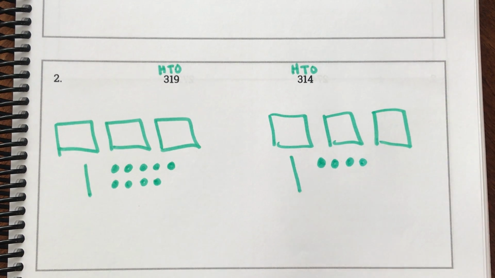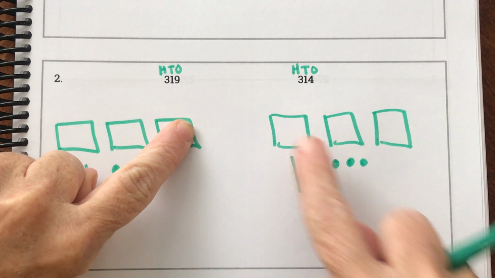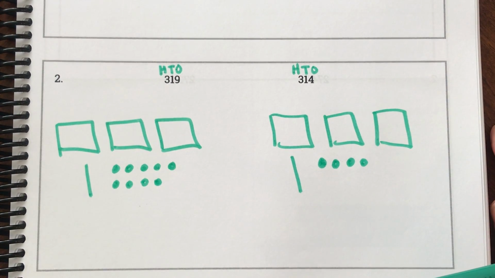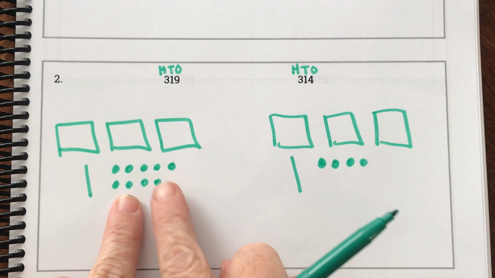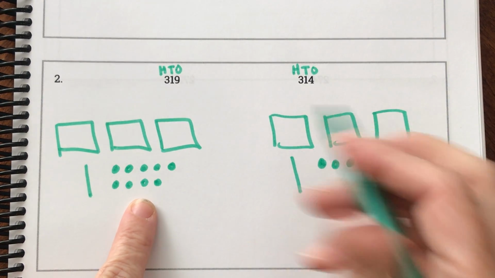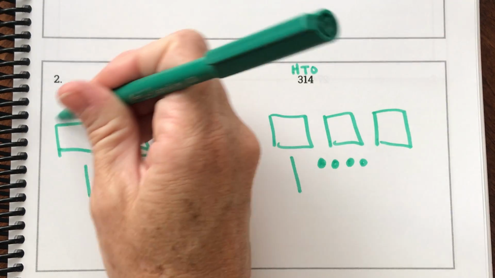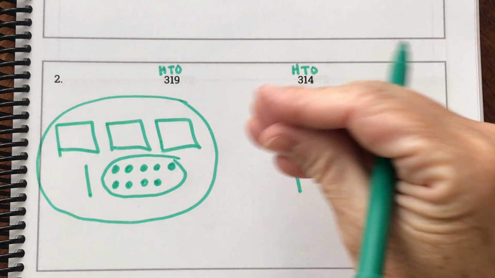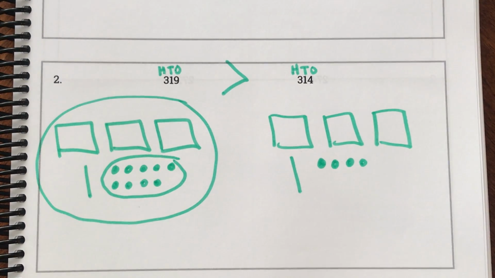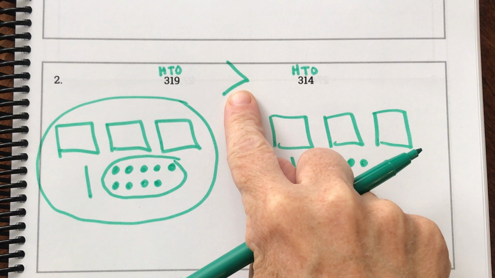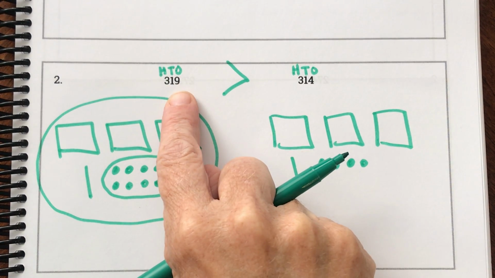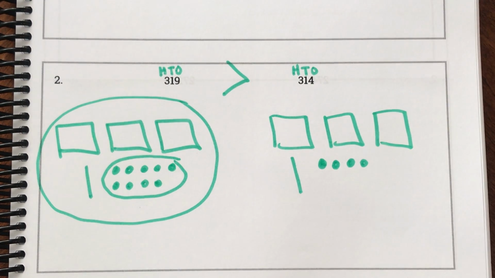Okay, so now that we drew them, we're ready to start comparing hundreds first, then tens, then ones. So I see 300 squares and 300 squares. That doesn't help me. I see 1 ten rod and 1 ten rod. That still doesn't help me. I see 9 one units and 4 one units. That one's larger, which means that whole number's larger, which means that's the side I'm going to grab. Okay, notice, friends, I can't write less than here. This isn't a less than symbol. This is called a greater than symbol. So I can read 319 is greater than 314.